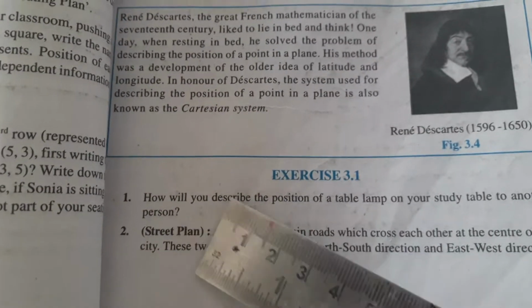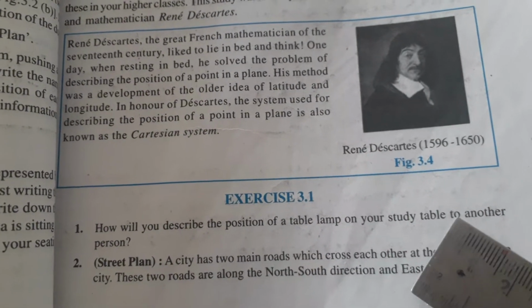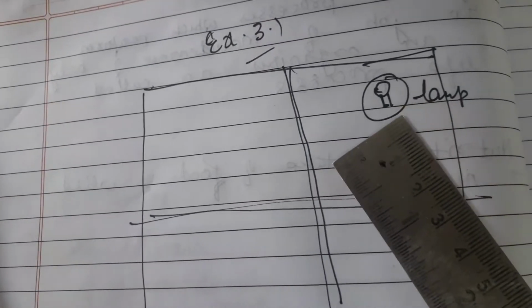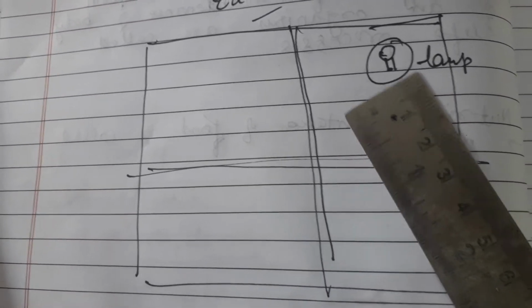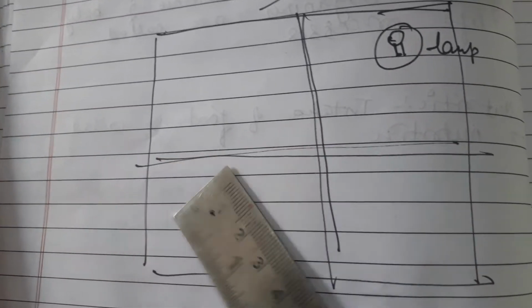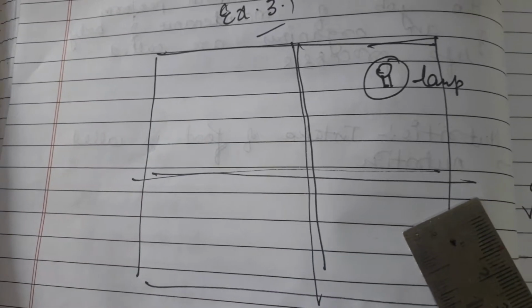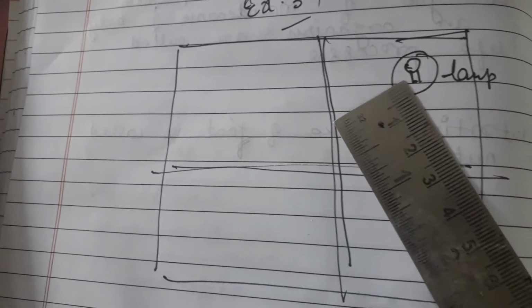First question: how will you describe the position of the lamp on your study table to another person? Supposing this is your study table. Lamp is lying on the top. Okay, we have to describe the position of this lamp. Now divide it into four parts by drawing vertical axis and horizontal axis. Now you have to describe the position of this lamp to your friend.